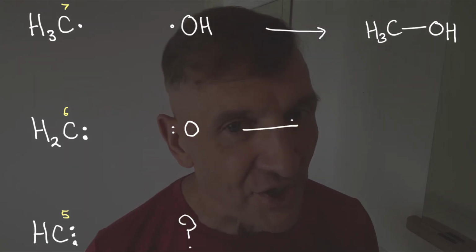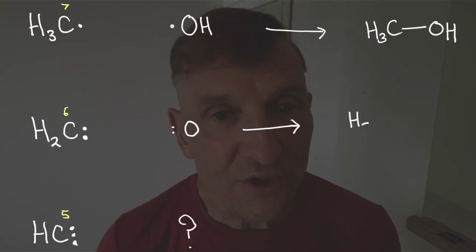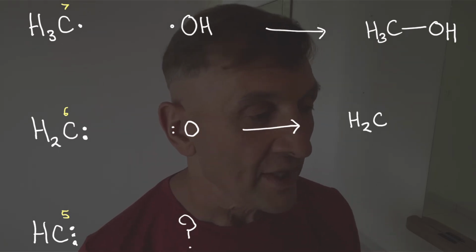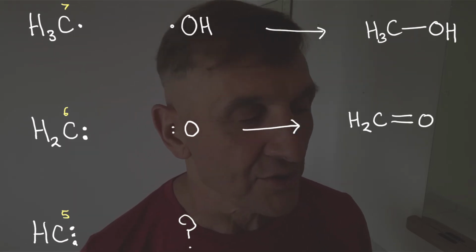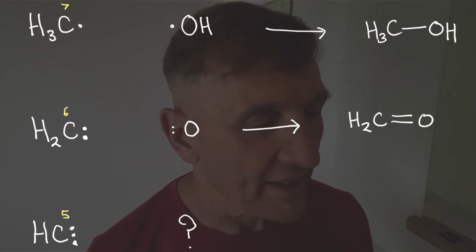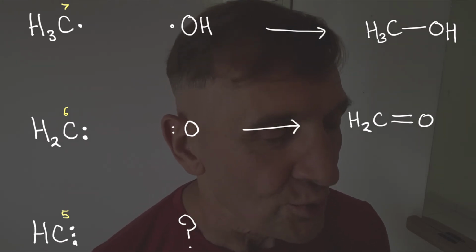CH2 is looking to share with something that also wants to share 2 electrons, and that would be oxygen. So 6 electrons from the carbon and the 6 electrons from the oxygen, they combine and they give you CH2O, formaldehyde.